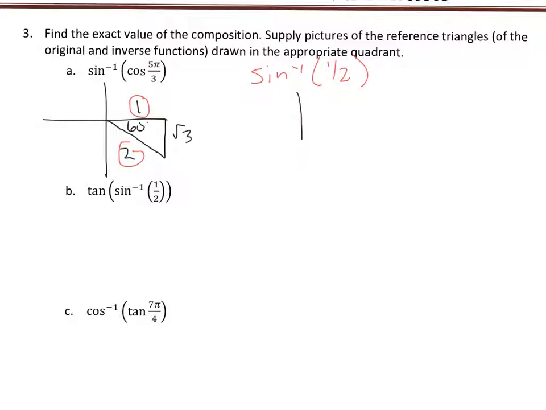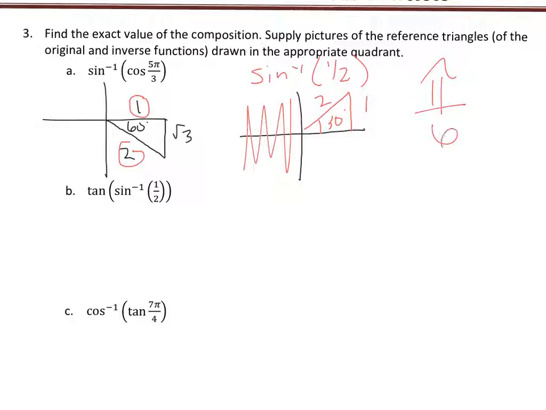So now you evaluate that. It's a positive 1/2. When I'm doing the inverses, for sure it's not going to be over here. So it would be in my first quadrant, opposite over hypotenuse. And my opposite is 1, so that means this is 30 degrees. And if I change that to radians, it would be pi over 6. Next one.